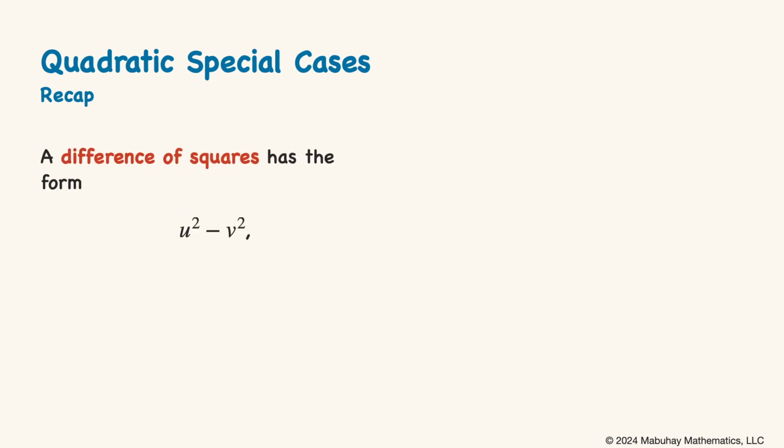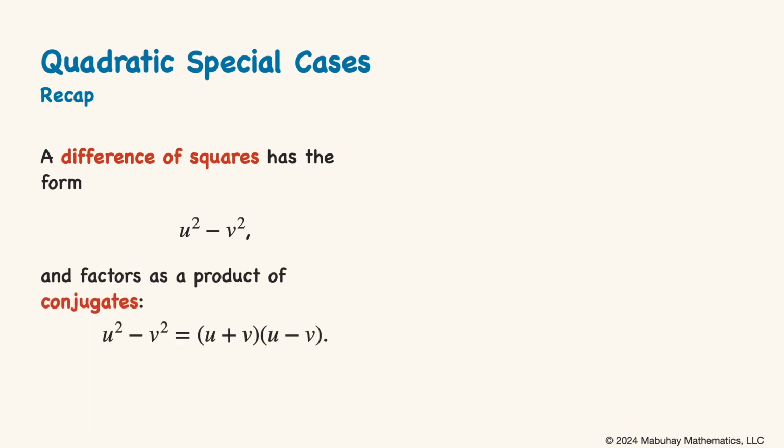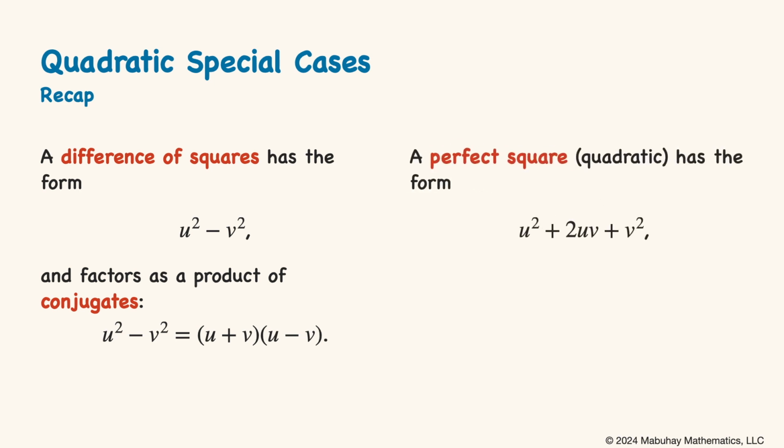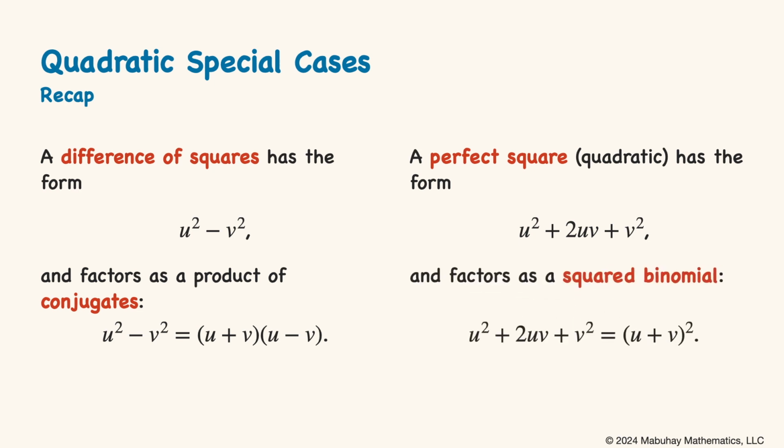First, a difference of squares is literally a difference of squares. That is, it's an expression where we subtract two squared terms. Differences of squares factor as products of conjugates, which we proved in the other direction by expanding that product. A perfect square quadratic has this particular form, u squared plus 2uv plus v squared, and factors as a squared binomial, specifically the square of u plus v, and we showed in our examples that this one formula is enough to cover cases where v is positive or negative. We don't necessarily need a second formula for the case when v is negative.